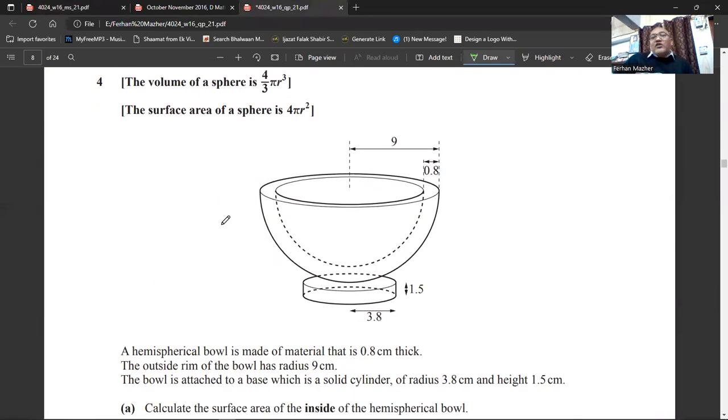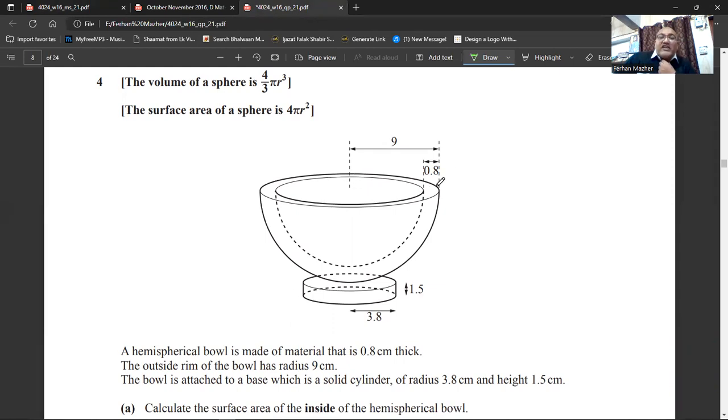Okay. Now we are going to the next question, and next question is question number 4. He says the volume of a sphere is 4/3 pi r cube. The surface area of a sphere is 4 pi r square. So here we have a cup, and here we have a semicircle, here we have a cylinder, and the thickness of this material is 0.8.